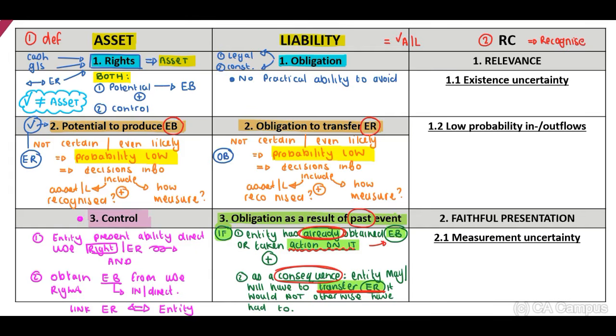Now we need to move on to our recognition criteria. Remember, this will be in terms of our relevance and faithful presentation. Now, there can be scenarios where the existence of your asset or your liability is uncertain. If there's a scenario where the existence of the asset or liability is uncertain, this will normally go hand in hand with a low probability scenario as well.